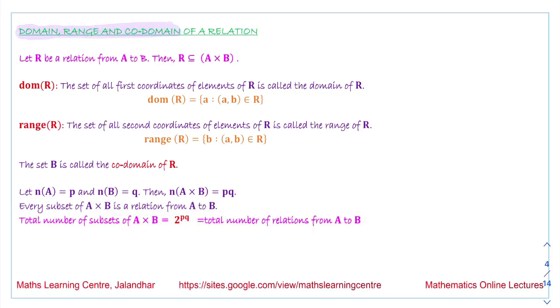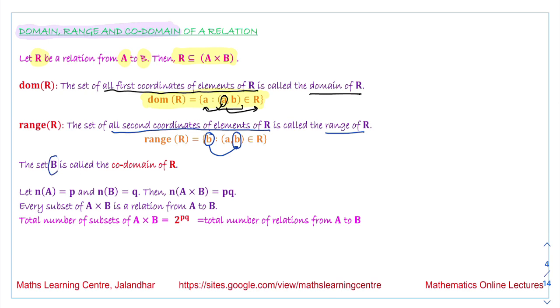Next definition we have is the domain, range and codomain of a relation. If a relation R is given from a set A to B, that is, R is a subset of A cross B, then the domain of R is the collection of all those A such that (A, B) belongs to R. So all the first coordinates of elements of R is called the domain of R, and all the second coordinates of the elements of R is called the range of R. So the range of R is the collection of all these B. And this set B is called the codomain of R.